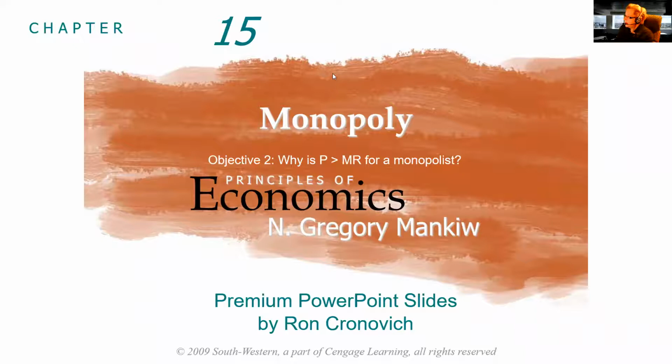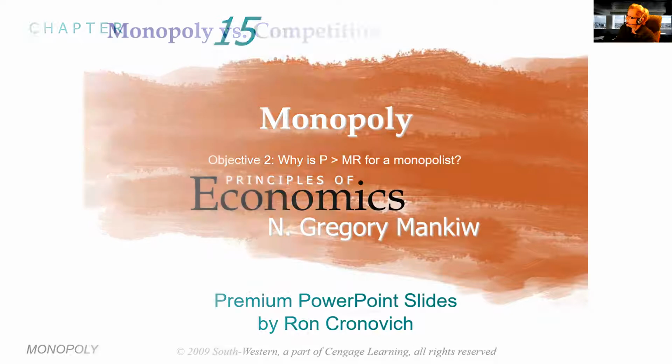We're going to take a look at Chapter 15, Objective 2, and this is kind of the essence of the chapter. Why is price greater than marginal revenue for a monopolist? So let's go ahead and get at it. Let me share my screen with you. Okay, so looking at this, we're taking an idea here about at what point does a monopolist choose the price and the quantity that they're going to produce.